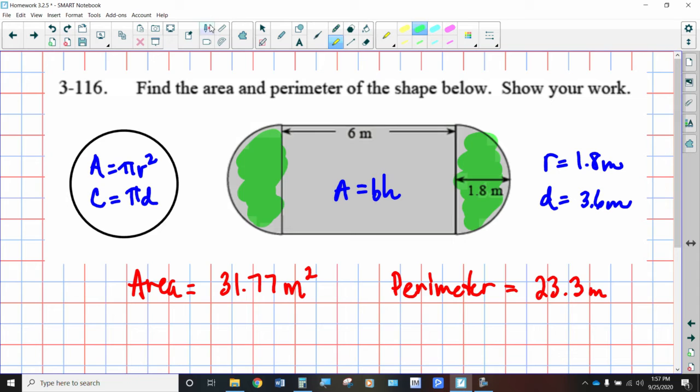So to find the area of the rectangle, let's just take the base, which is 6 meters, times the height, which apparently is the diameter of the circle, which would be 3.6 meters. So that's going to give us the area here. 6 times 3.6 is how much?